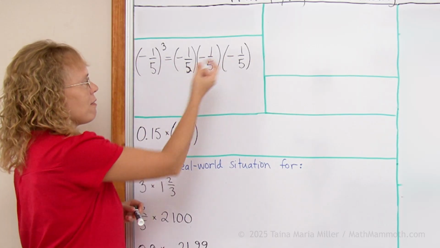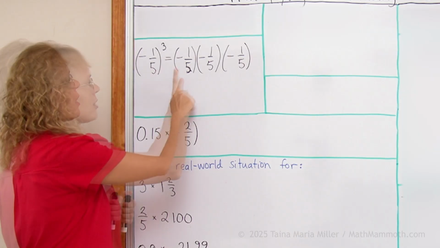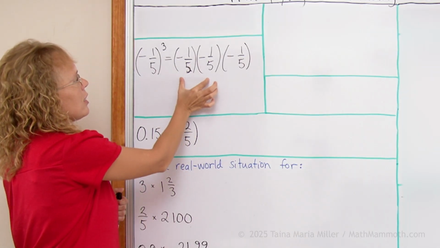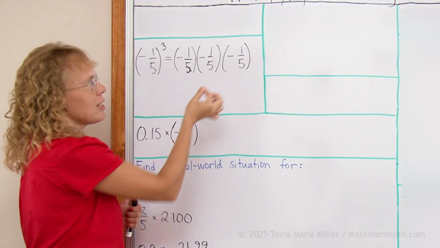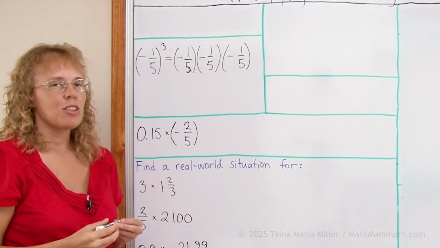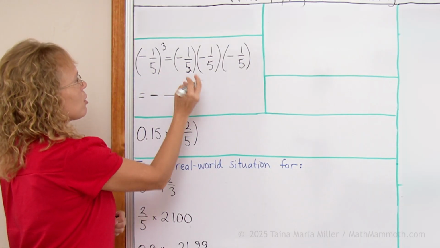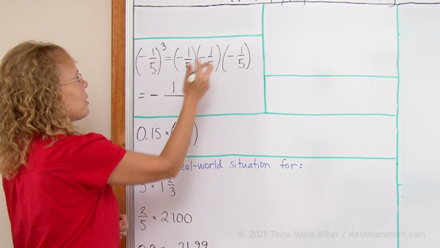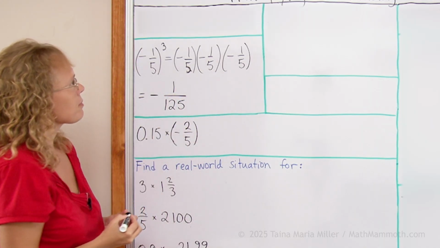times 5 times 5. But will the answer be positive or negative? There's a negative times negative. These two multiplied makes a positive, and then positive times negative makes a negative answer. So in total we get a negative answer. And our fraction will be, of course, 1 times 1 times 1, and then 5 times 5 times 5, 125.